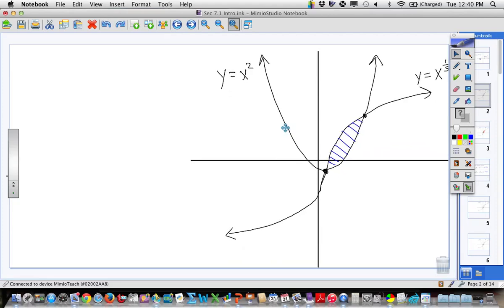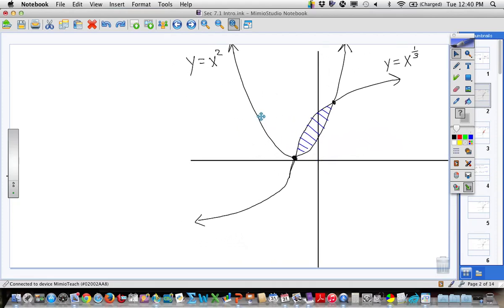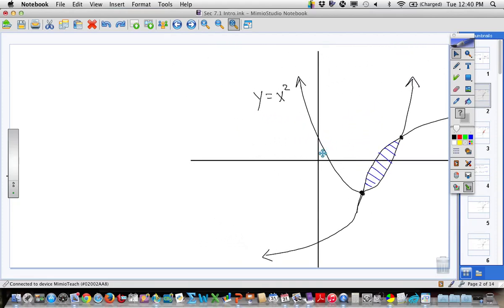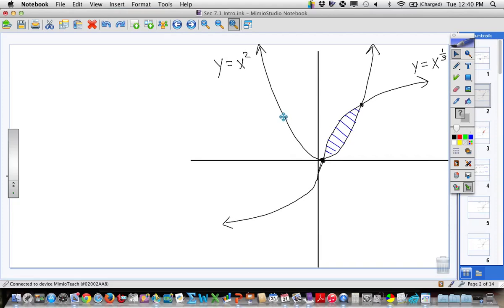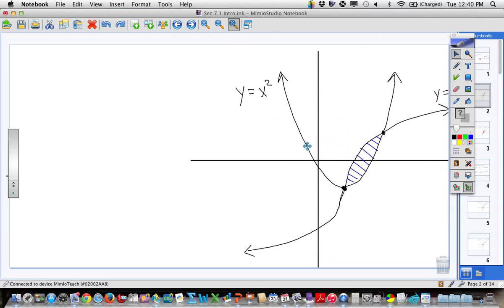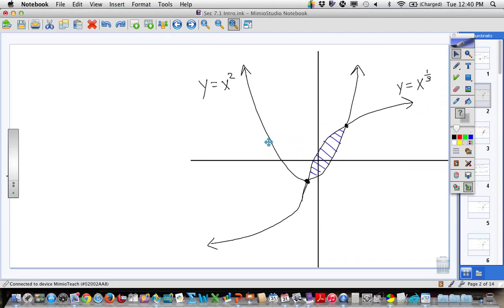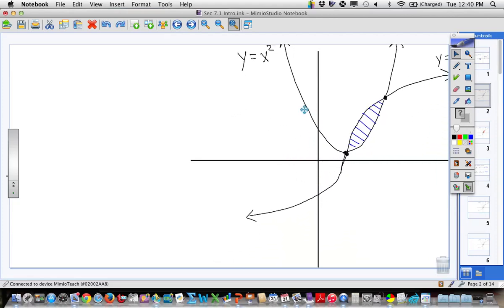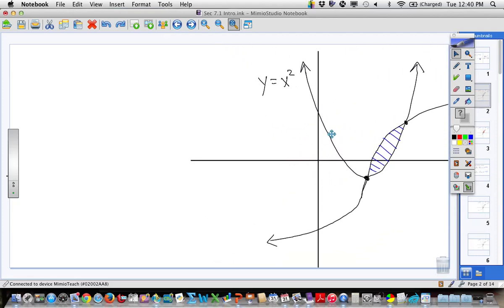That's pretty cool. But does that blue area change? The blue area, the blue region does not change. We're talking about, Carly, is that area between curves, when we're doing area between curves, okay? It doesn't change. As I move those curves around, it doesn't change.